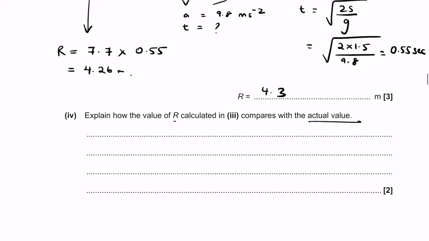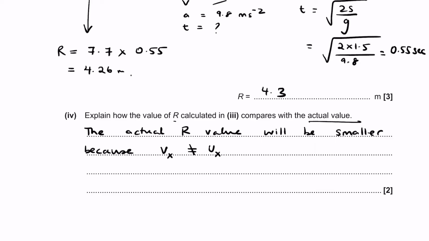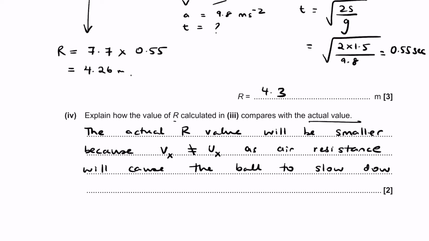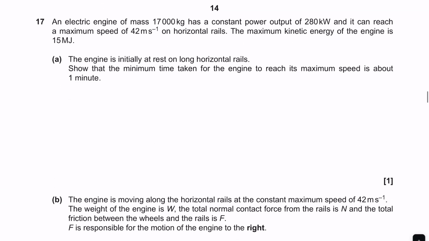So for 2 marks, I'm going to say that the actual R value will be smaller because Vx is not equal to Ux, as air resistance will cause the ball to slow down. So that will be my answer to the last part. Hopefully that's the last part of this question. Let's move on to question number 17 now.